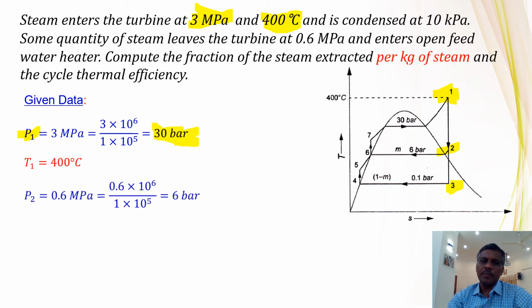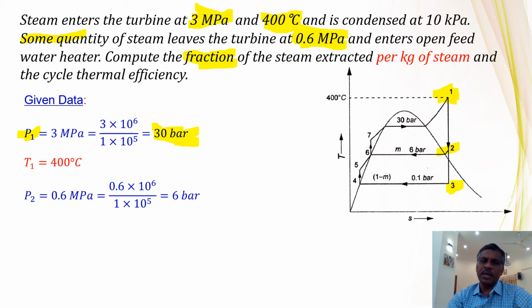Temperature is 400. Then you can see the sum quantity of steam. The sum quantity we have to calculate. Okay, the fraction. That is a mass, m1, that leaves the turbine at 0.6 megapascal. So that is an intermediate pressure.